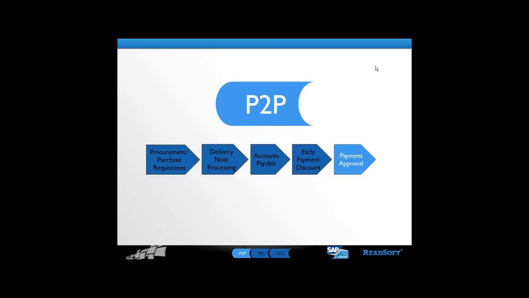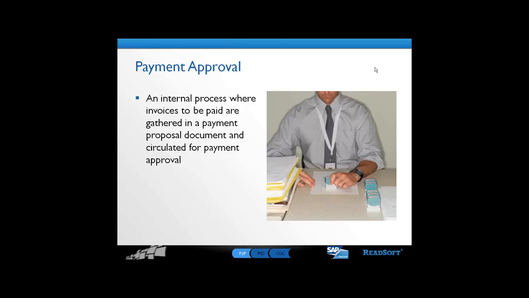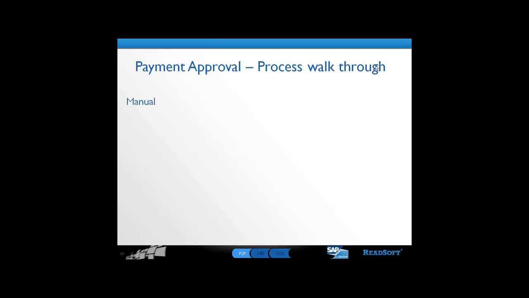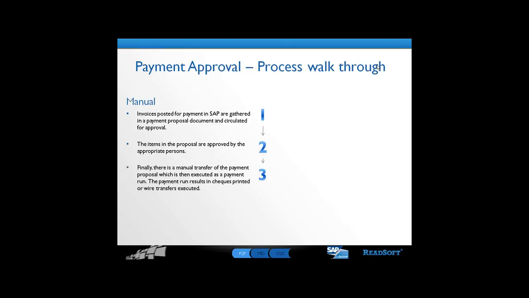Next stage in the P2P process is payment approval. Payment approvals are an internal process where invoices to be paid are gathered together, circulated for approval, then the approval is done and the run is made. Have a quick look at the process walkthrough. So manually, these invoices that are posted up for payment in SAP are gathered all together, then of course it has to go into a manual workflow process to be approved. So there could be a lot of documentation, some of it might be based on paper, some of it could be lost, there could be, again, transcription and data errors in there. And then finally, where there's manual transfer of the payment proposal, then to be executed as a payment run, the checks are printed or wire transfers are executed.